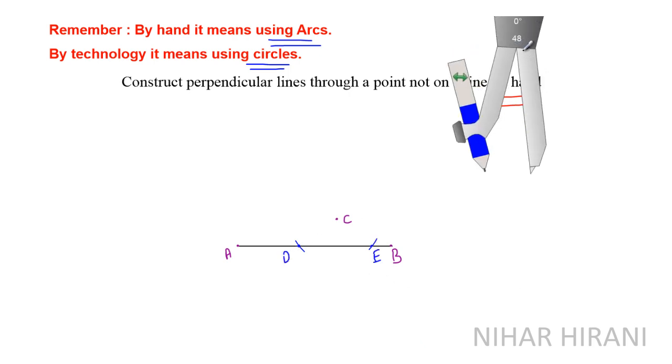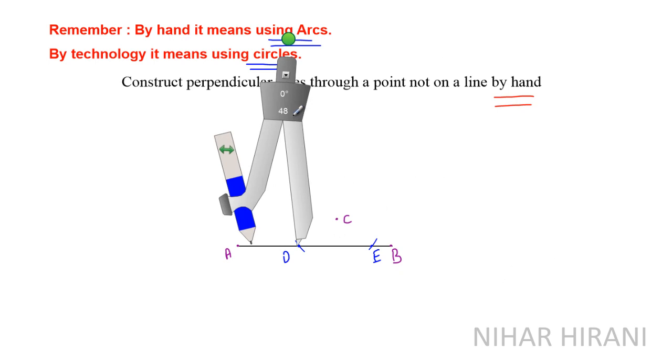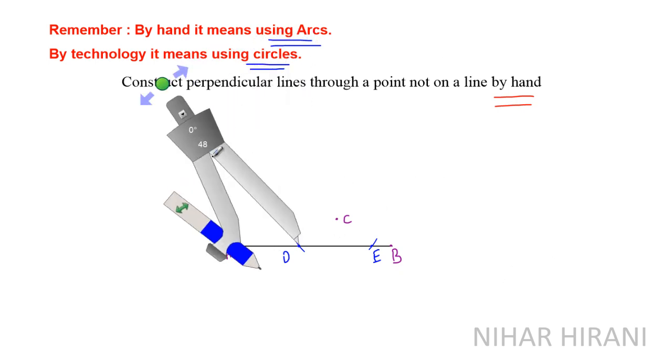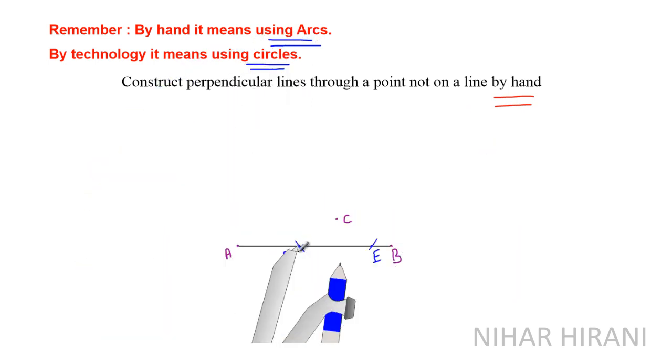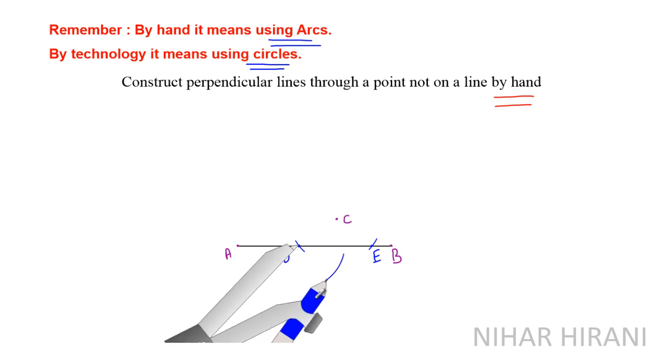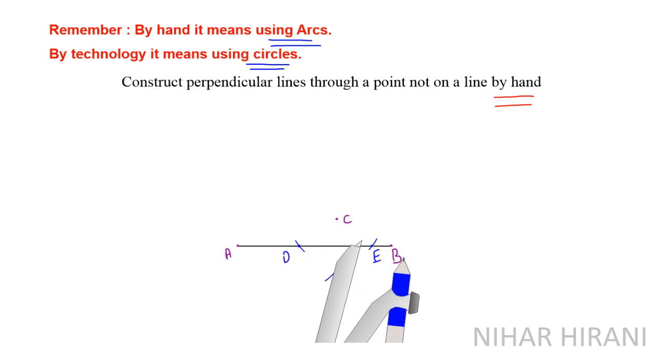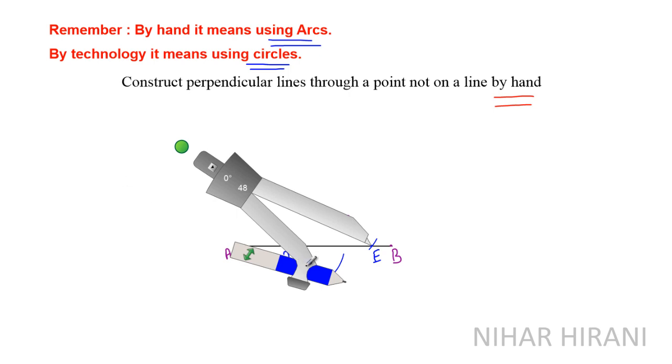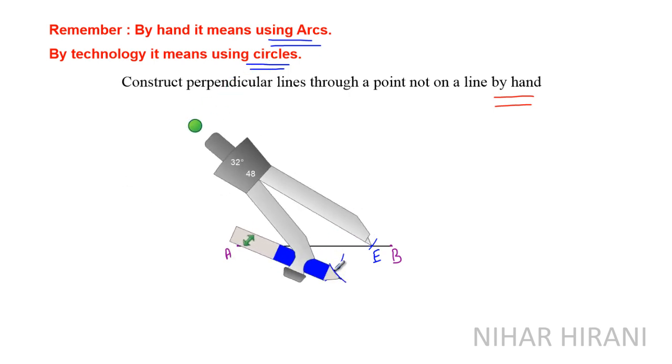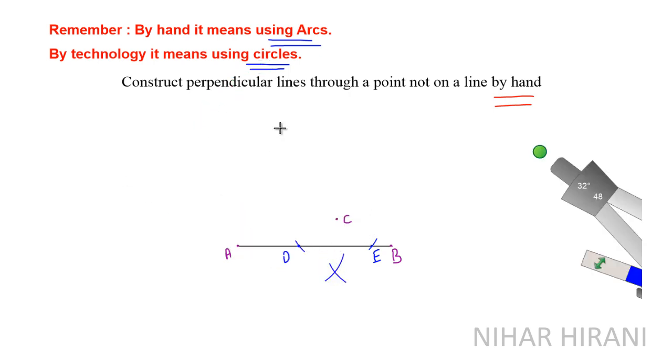Now without changing the width, you need to put your compass over here and make an arc something like this. And then you need to go here at E and make an arc something like this which intersects the previous arc. And then you need to make a line passing from point C and this intersection.